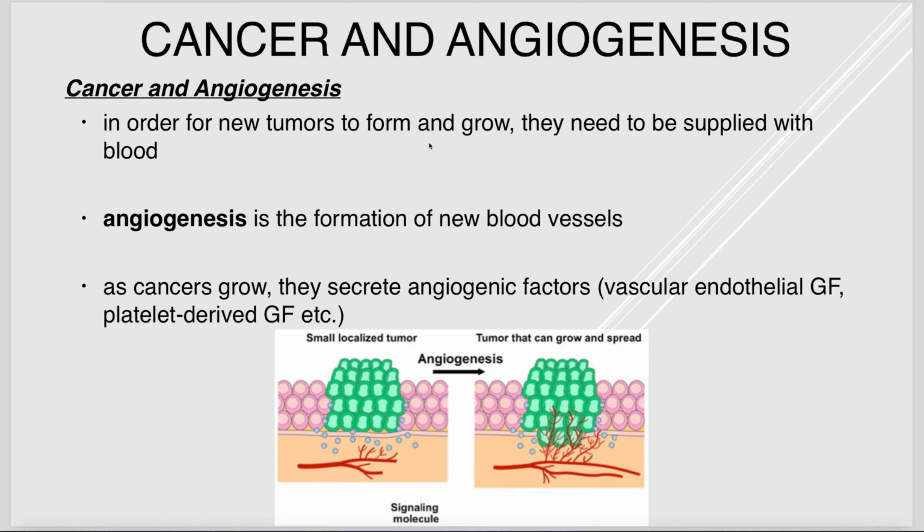So angiogenesis. Angiogenesis is the formation of new blood vessels. And tumors need a rich blood supply. They need a rich glucose supply. And cancers are able to secrete factors that stimulate angiogenesis. Some of these are VEGF, which is vascular endothelial growth factor, or PDGF, platelet-derived growth factor. So that's another way that cancer can continue to grow, is because they can stimulate the formation of their own blood supply.